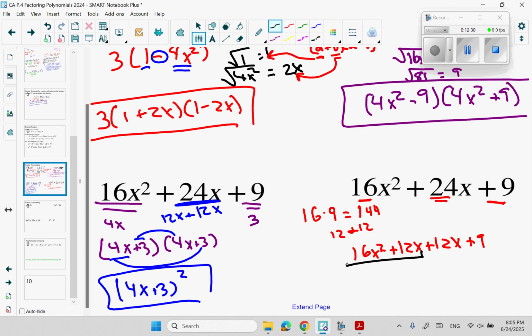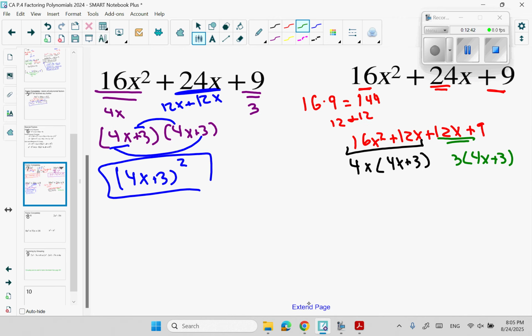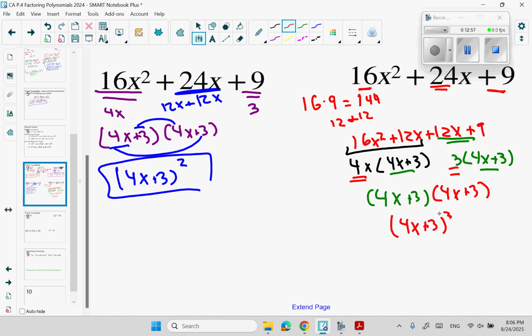What can I take out of these two? That would be 4x, giving me 4x plus 3. What can I take out of these two? That'd be 3, so 4x plus 3. Inside matching pair, 4x plus 3. Matching or outside pair, 4x plus 3. So either way, as long as I have a good math foundation, I get the same result.